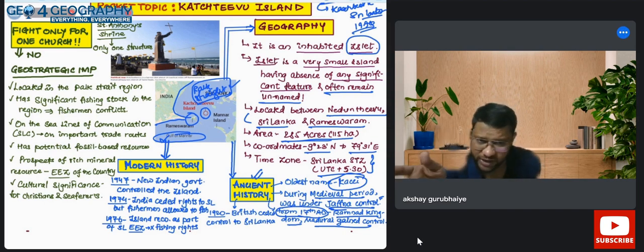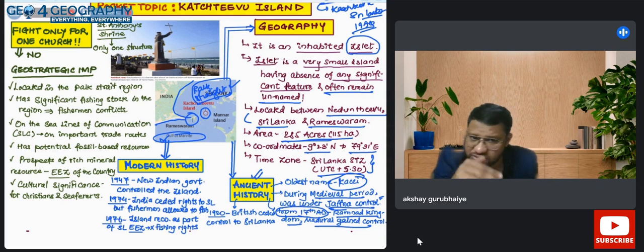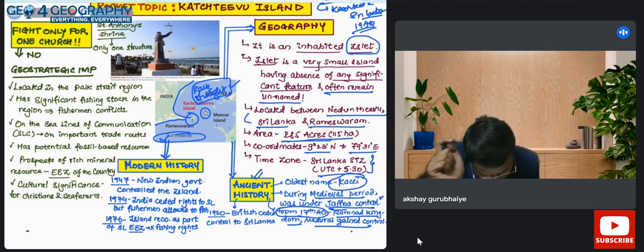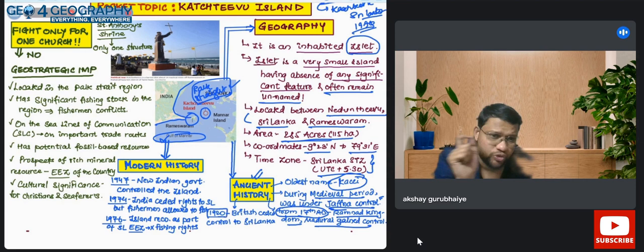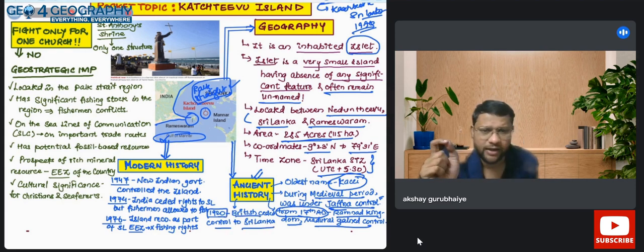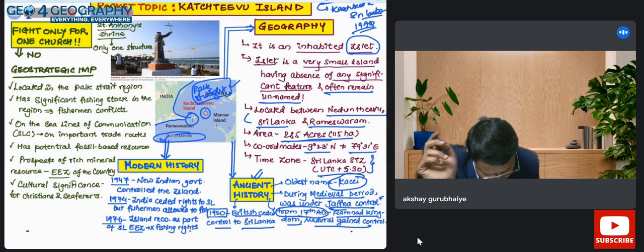Now, when India was under the control of the British, what happened in the transition period was that the British and the Sri Lankan government and those rulers were having a kind of dispute between them. And in 1920, the British government mutually decided with the government and ceded the control to Sri Lanka.